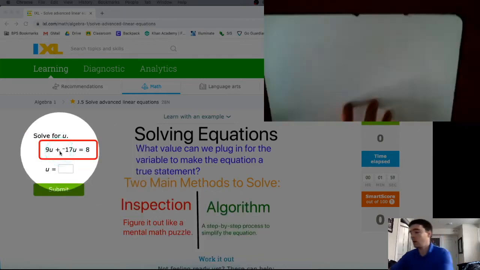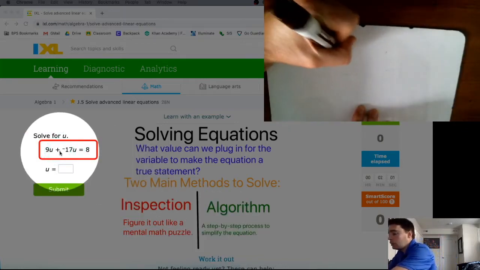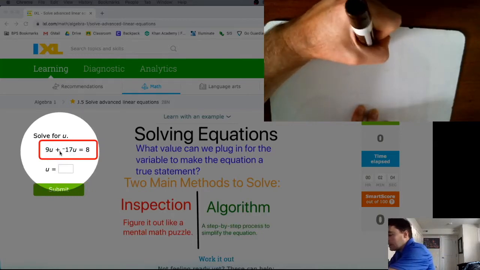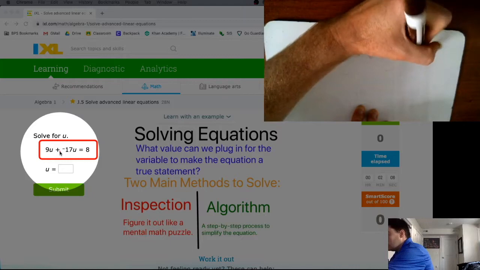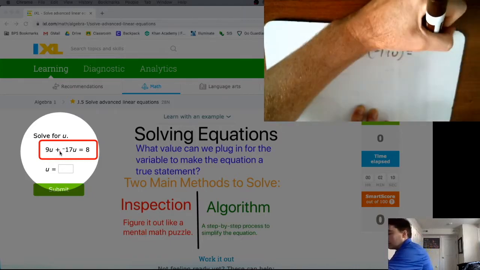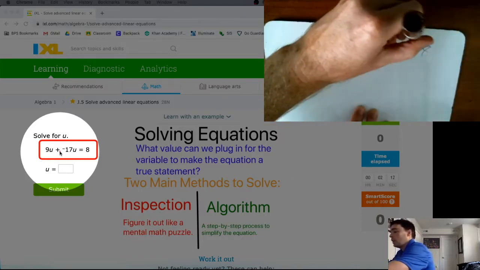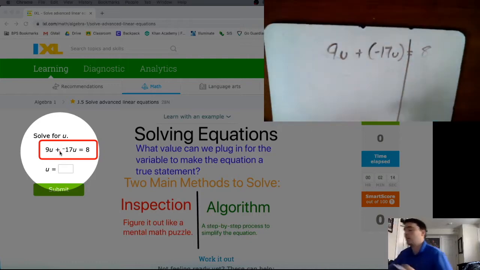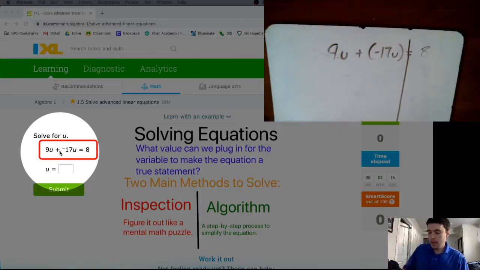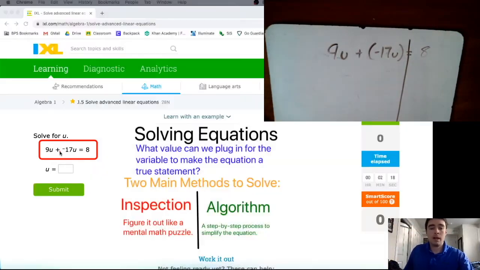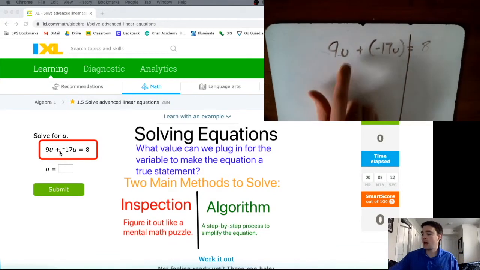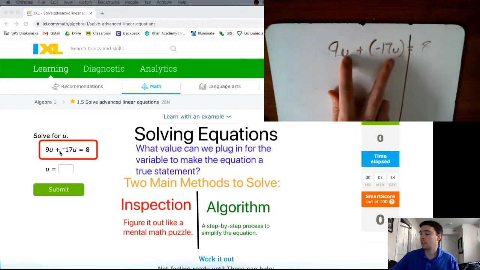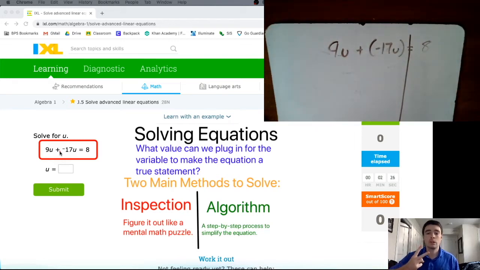So I'm going to take this equation, copy it on my whiteboard, 9u plus, and I'm going to use parentheses to show that negative 17u is equal to positive 8. And I'm going to go ahead and draw my river line through the equation. And for this first one, I think one of the things that makes this an advanced linear equation or more difficult is that our variable, in this case u, shows up in two different terms this time.